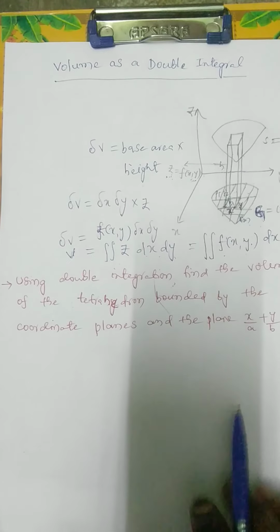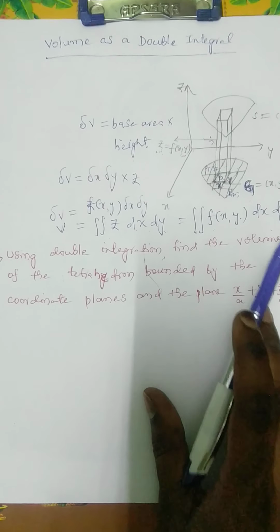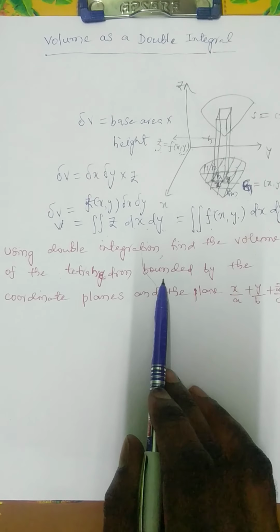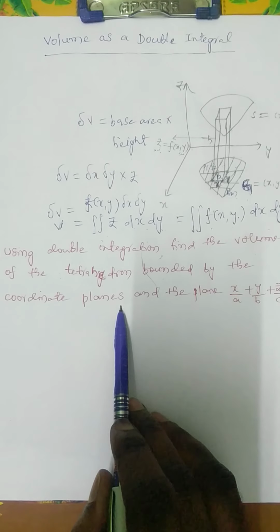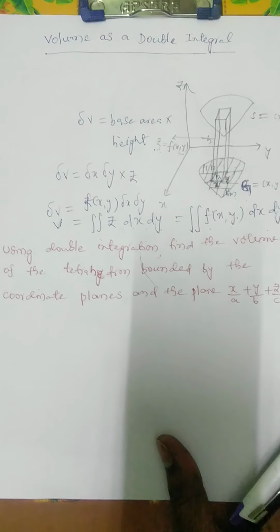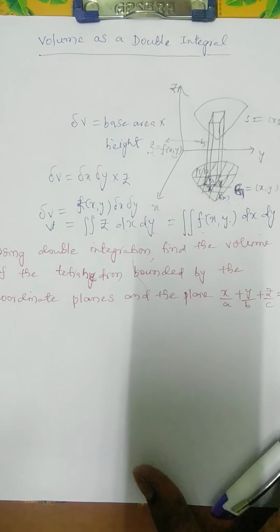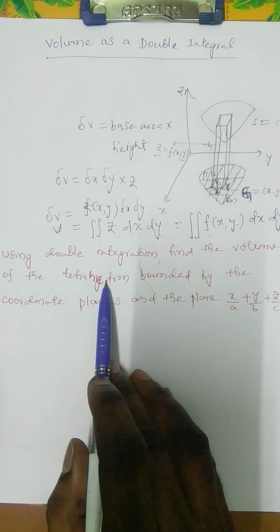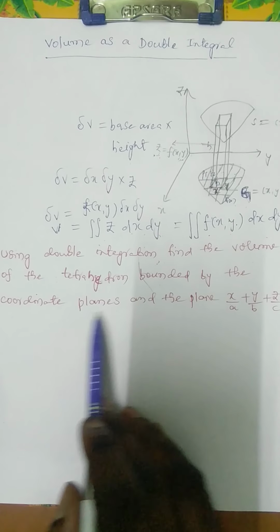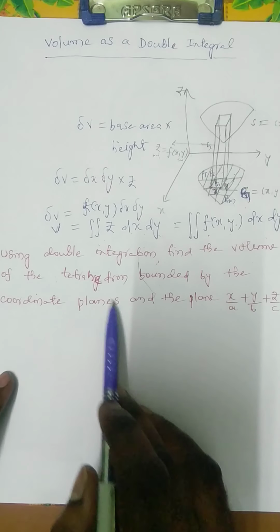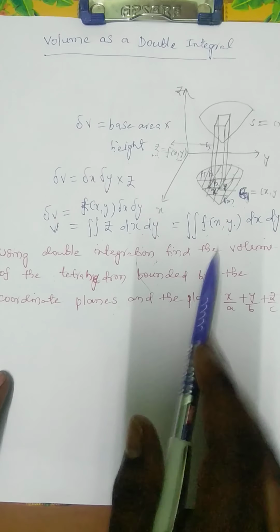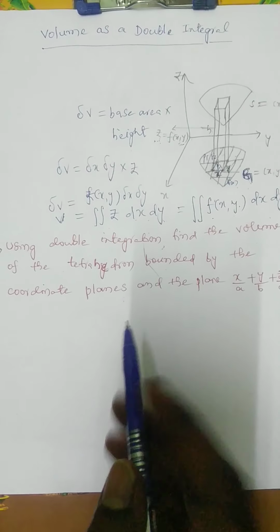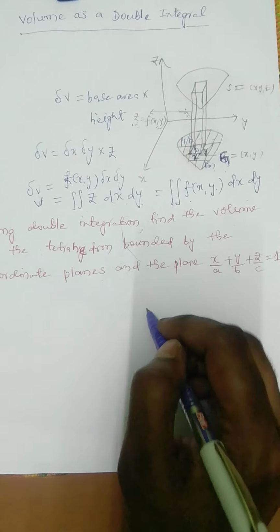Now here, using double integration, find the volume of the tetrahedron bounded by the coordinate planes and the plane x by a plus y by b plus z by c equals 1. This is the question. I'll repeat the question once again. Using the double integration, find the volume of the tetrahedron bounded by the coordinate planes and the plane x by a plus y by b plus z by c equals 1. We are going to find the volume of the tetrahedron. I'm going to draw the diagram.